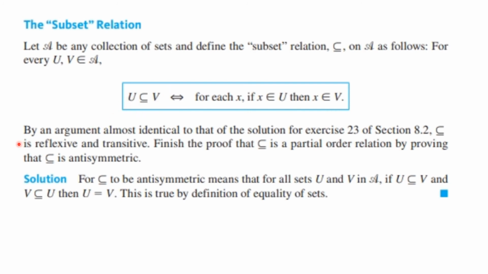Well, by an argument almost identical to the solution of this, it's reflexive and transitive. And moreover, if two sets are subsets of each other, they are equal, by the definition of equality of sets. So you see, this relationship is anti-symmetric. So it is anti-symmetric, reflexive, and transitive, and that's what we defined to be a partial order earlier.